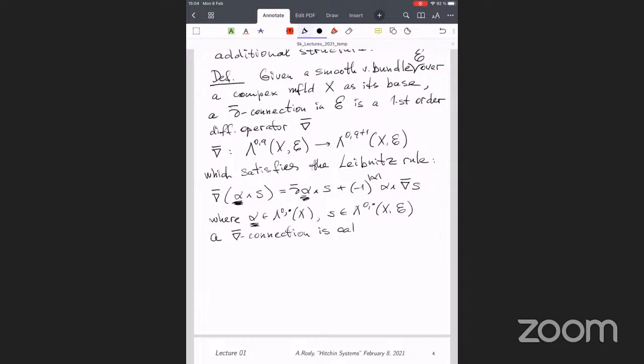Сейчас, мне что-то не понял. Альфа это обычная форма, а S это сечение уже расслоения, да? В этом разница. Yes, right.